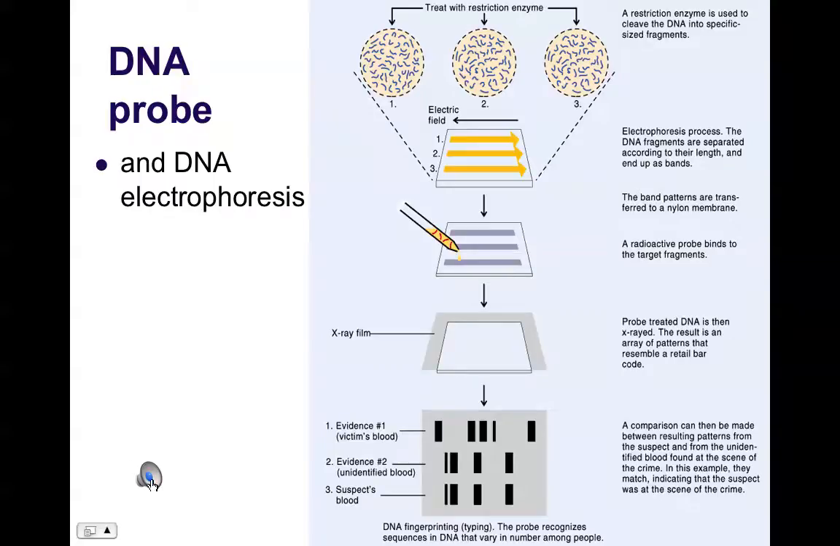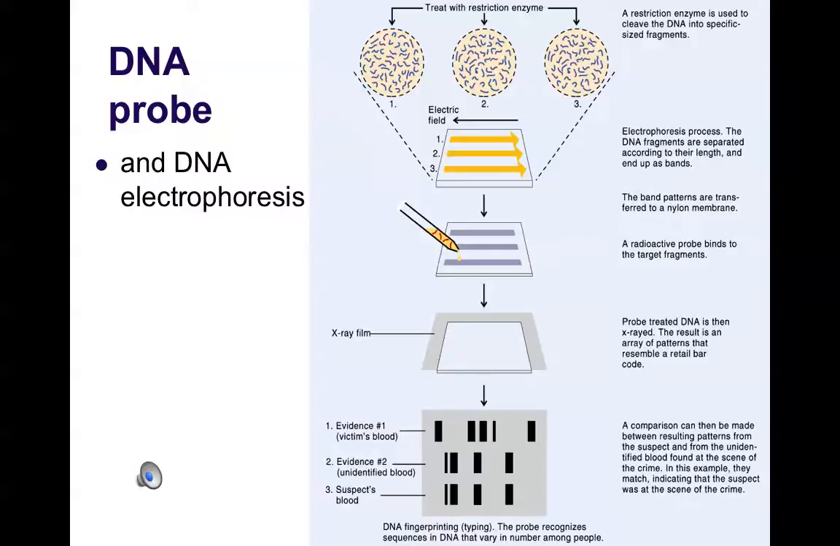Here we have a more specific example of the use of DNA probes, reporter genes, and DNA electrophoresis. At the top, we have 3 specimens of DNA that are treated with the same restriction enzyme. We're going to create fragments of different mass and size, and then we're going to separate those fragments in an electric field through a gel called agarose. Agarose is simply agar that's been washed and purified. So it's a gel-like matrix that will allow us to separate the DNA fragments by mass and size.